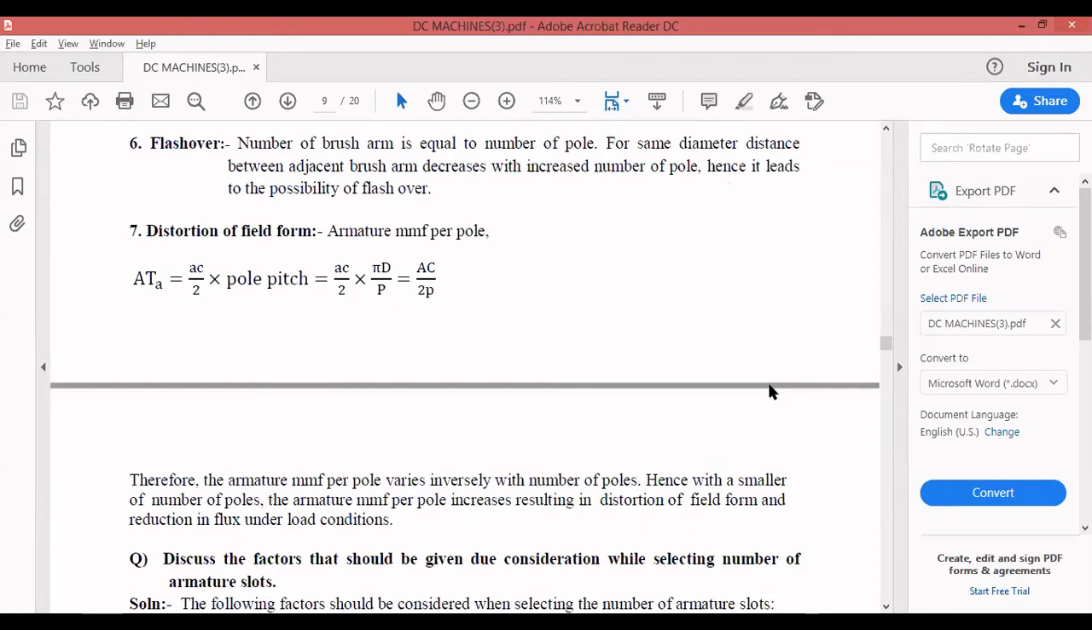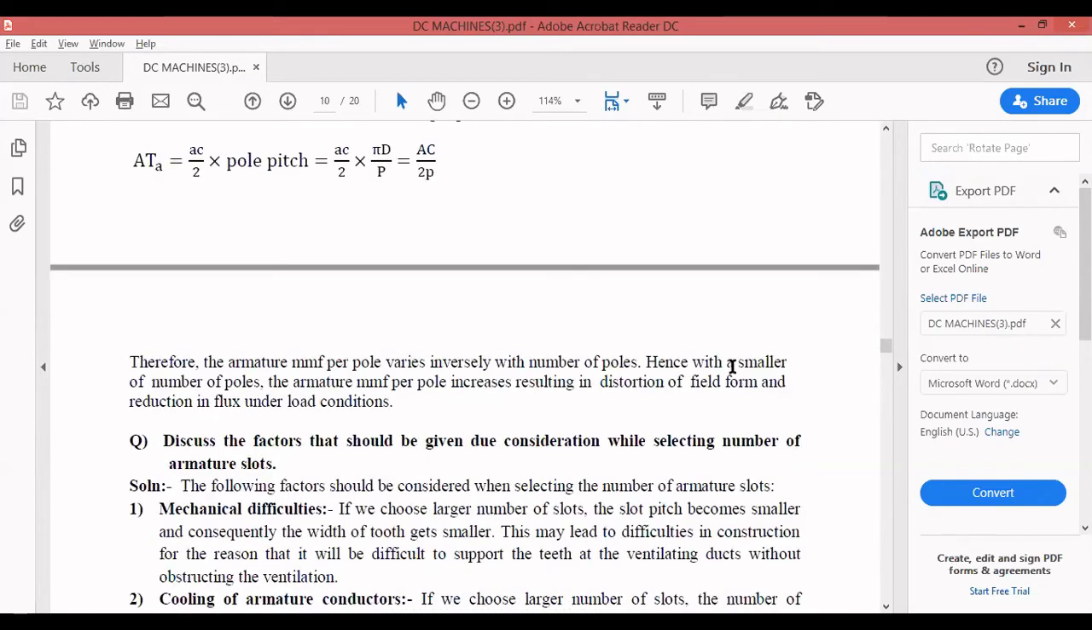It is a definite question for the exam, so once again I'll repeat. Normally, you have four theory questions in DC machine. First, as I explained earlier, the factors for specific electrical loading and specific magnetic loading. Then the number of poles. Then the factors to be considered for armature slots. Then the output equation. Out of these four theory questions, any two will be asked in the DC machine portion.